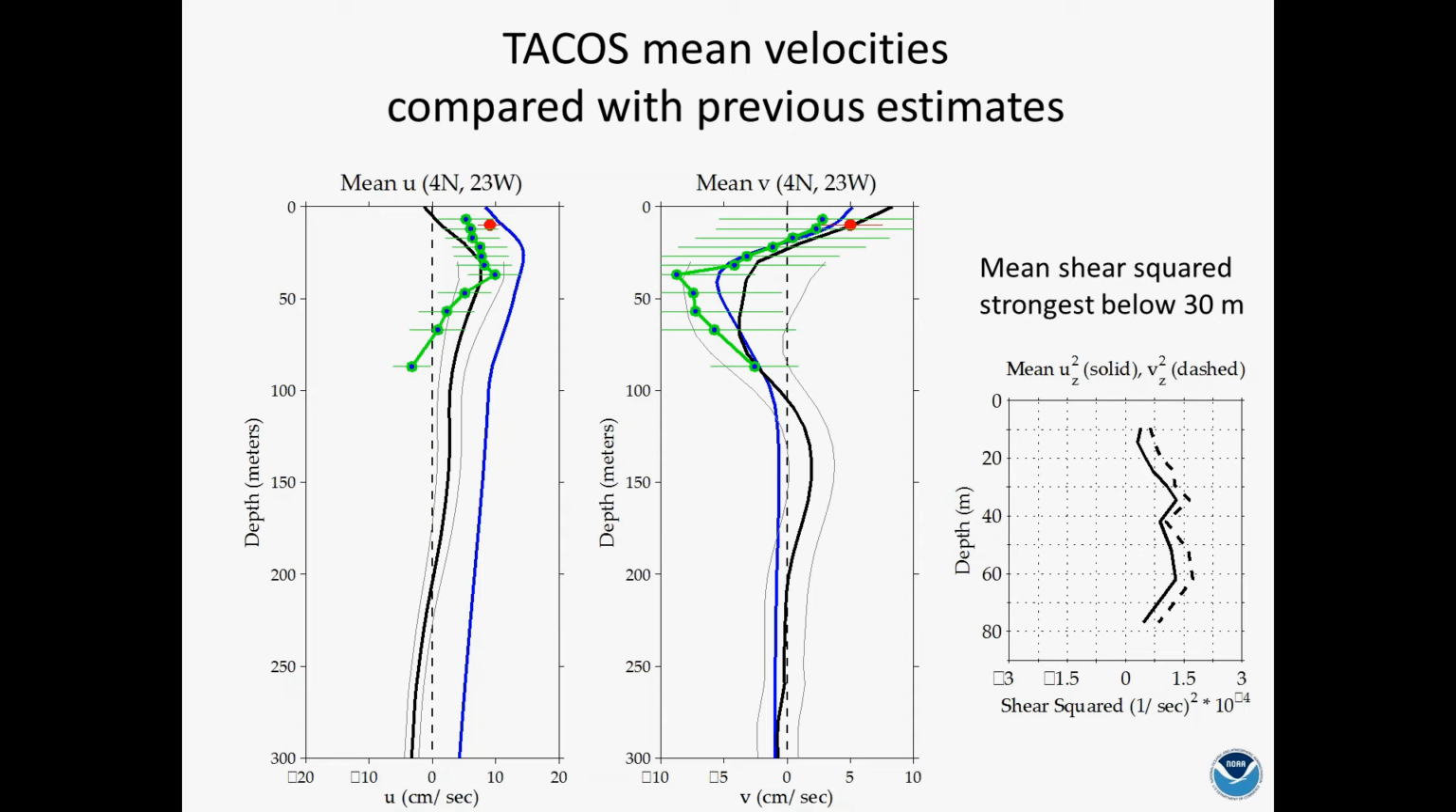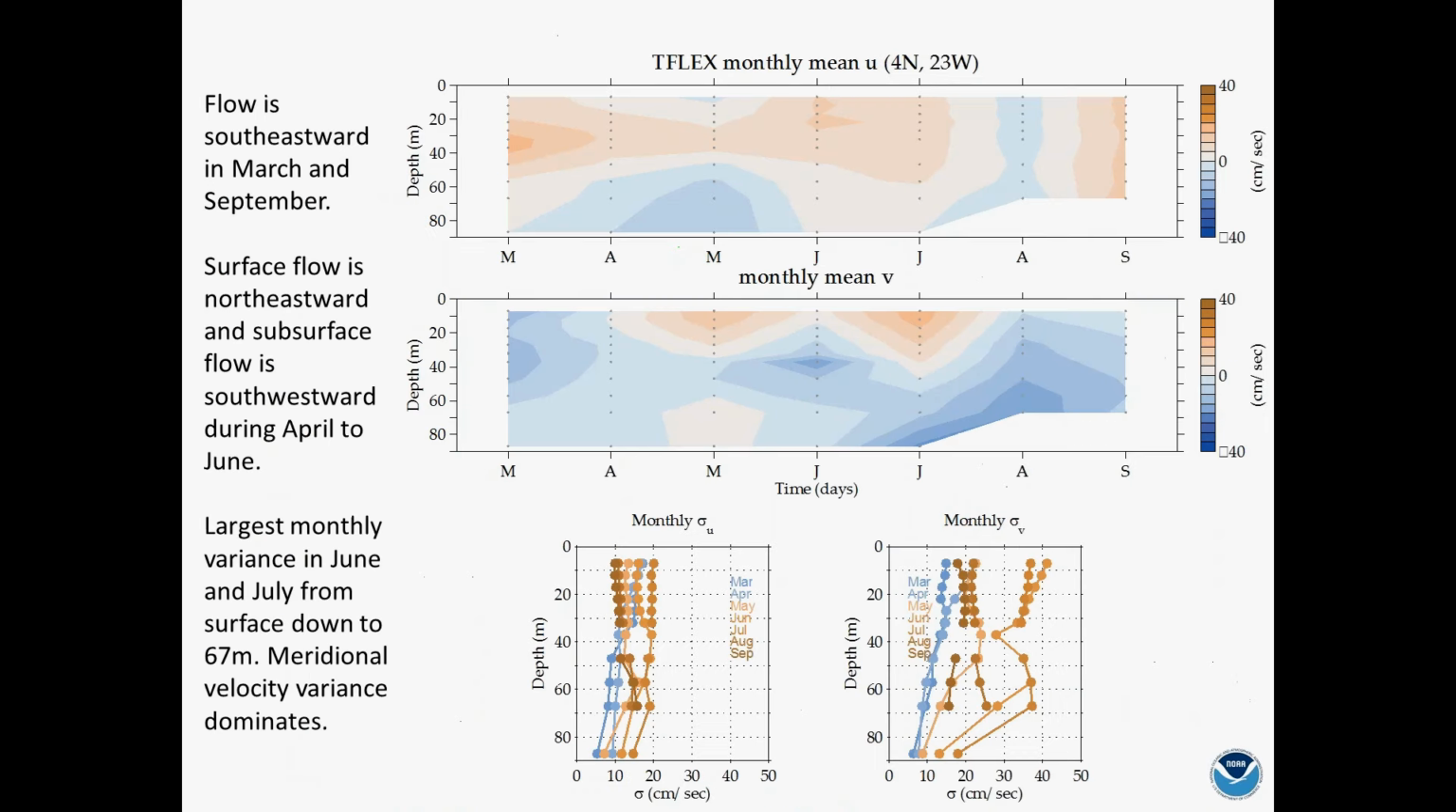Okay, the other really interesting thing is that the mean shear, again, is not strongest at the surface, it's strongest below 30 meters, and the dashed component is the north-south component of the mean shear, and that's what's stronger. So that's kind of the theme of the story.